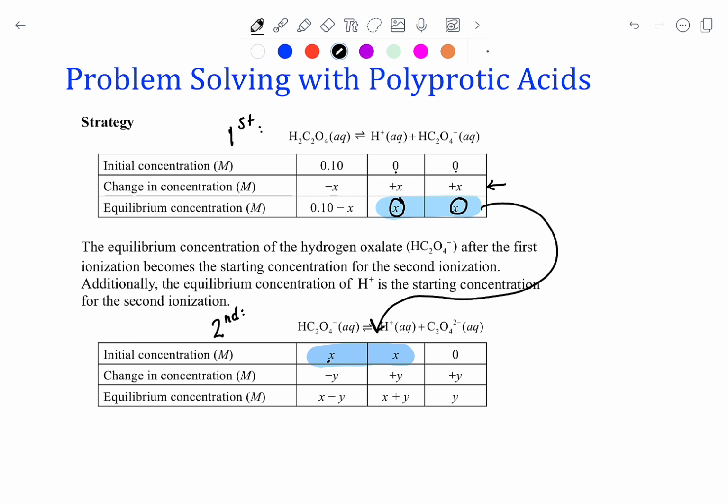We still have concentrations of those. After our first ionization, we've built up those concentrations, so we still have to account for those. And then once we have those initial concentrations in, then we treat the ice table in the same way that we do any weak acid problem. Our change is still minus y, plus y, plus y. I'm using y's instead of x's just so I'm not mixing them up. And then we add those two columns up into our equilibrium.